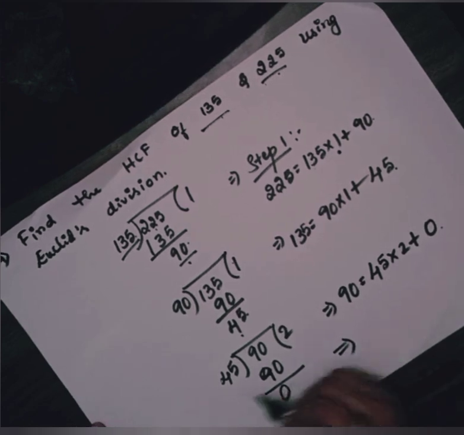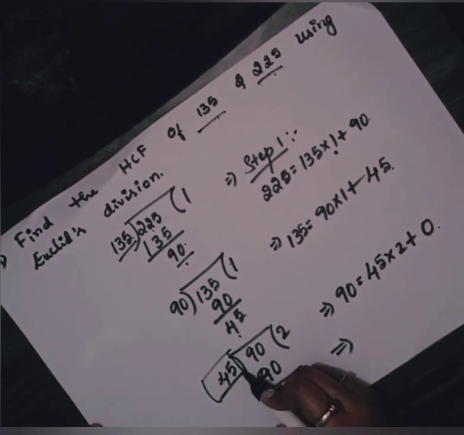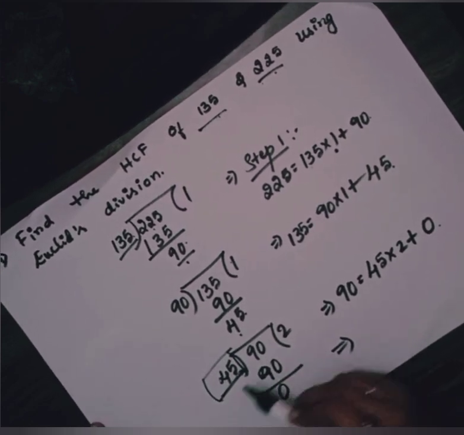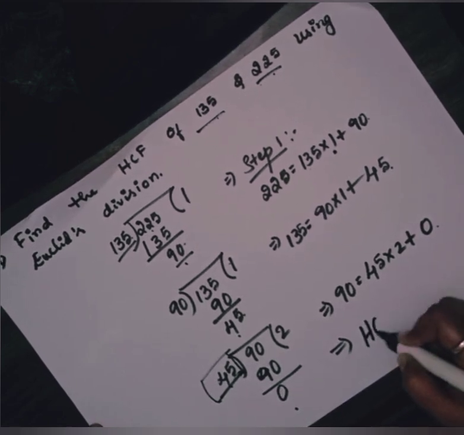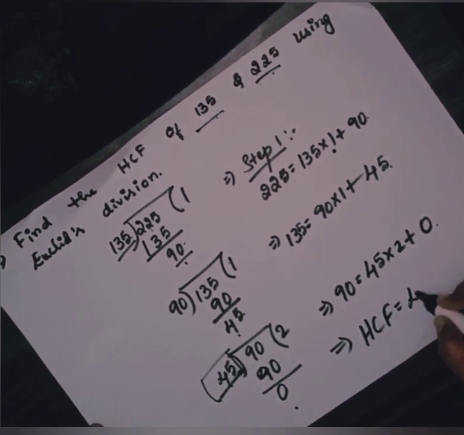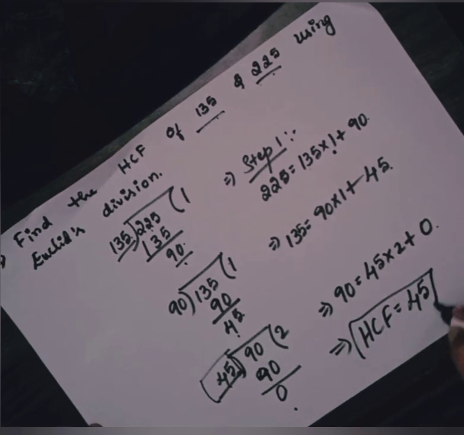So now we can see what is the HCF we got, by which one it's finally dividing and we are getting 0, that is 45. So therefore HCF is equals to, we'll get 45. That's the answer.